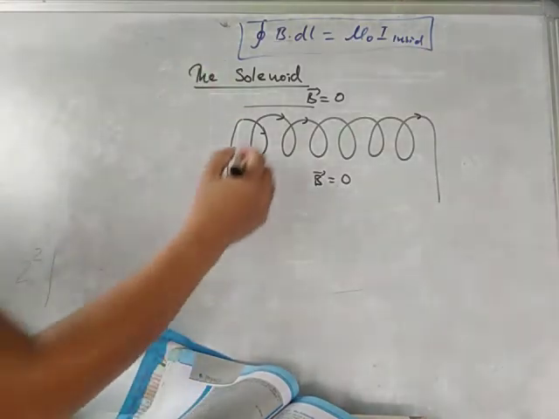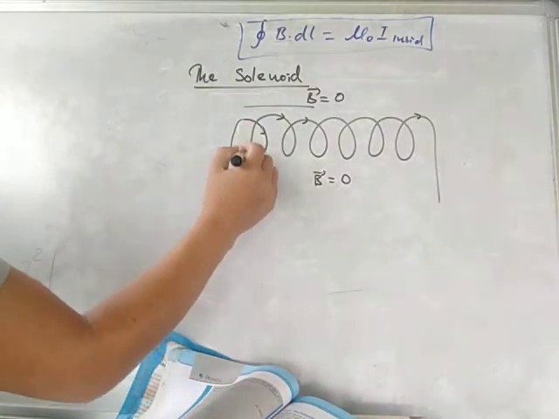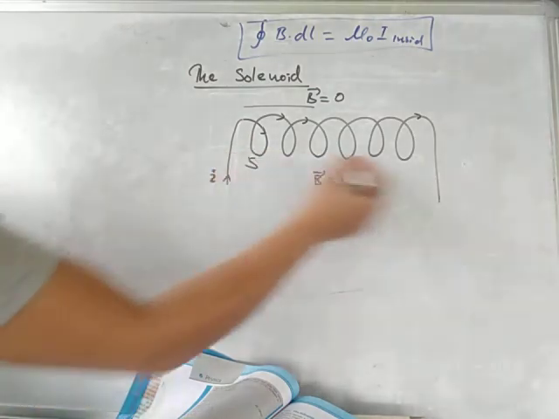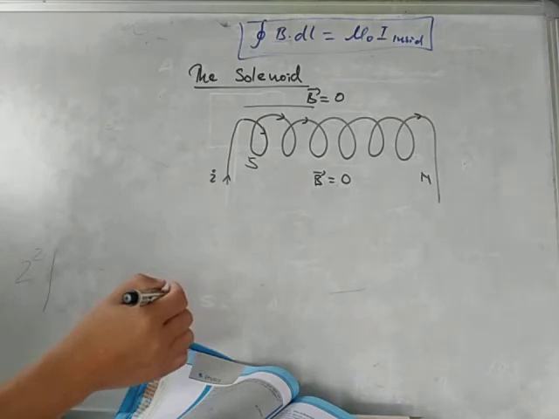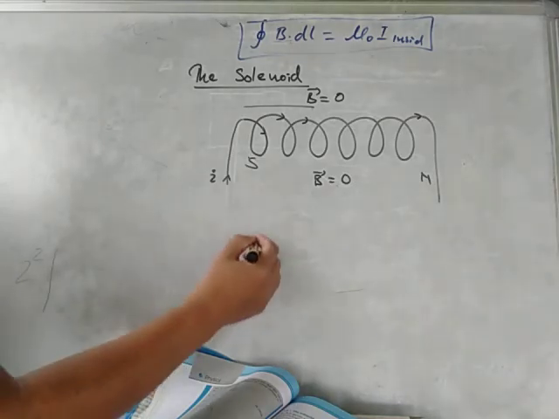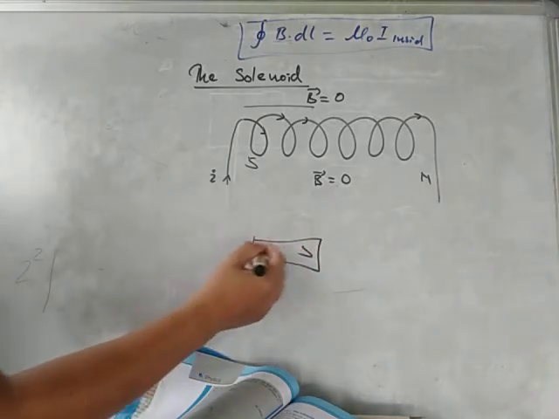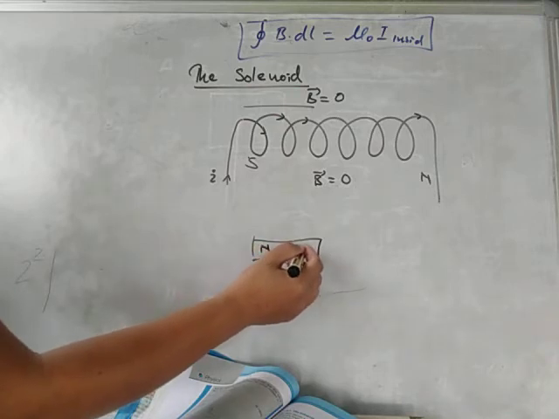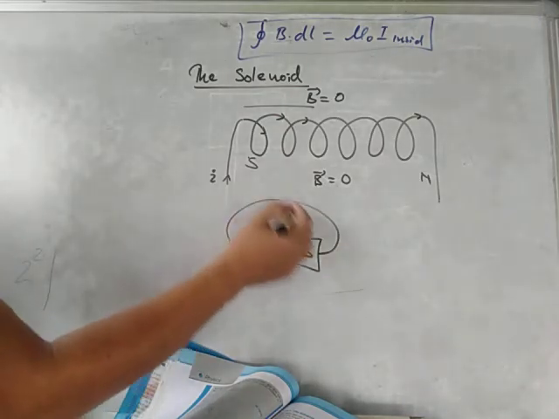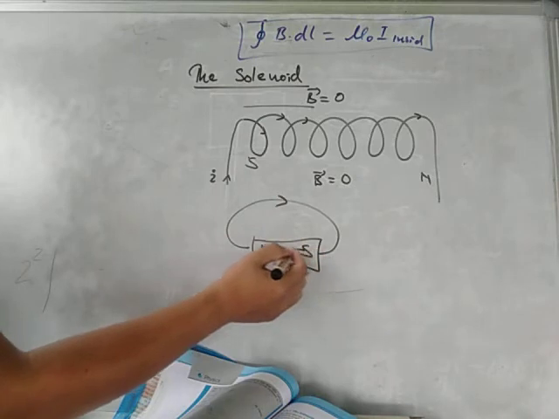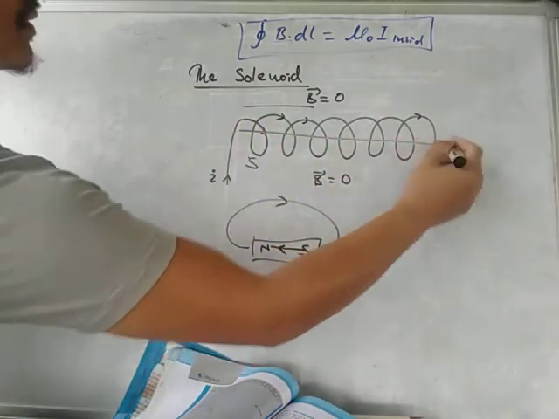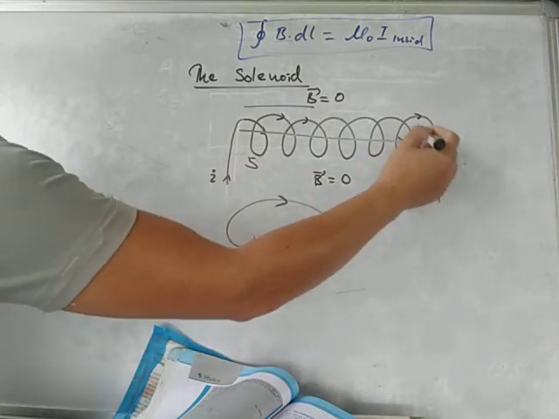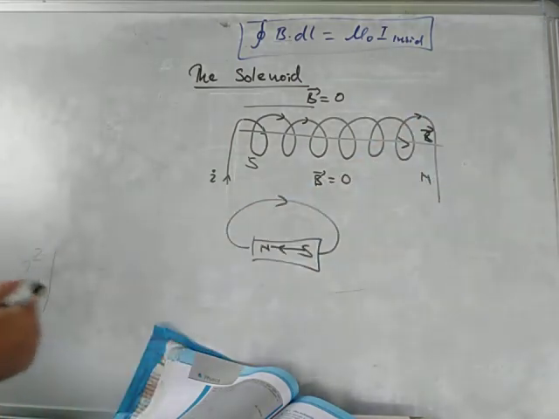Inside the solenoid there is a magnetic field. If this is south and this is north, then inside a magnet, see, the magnetic field starts from north to south outside, isn't it? Inside, south to north. So inside, how much? South to north. So this is the magnetic field. Okay, the direction of the magnetic field. Clear?